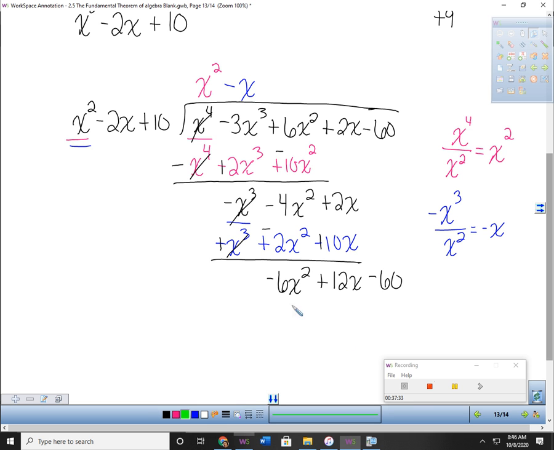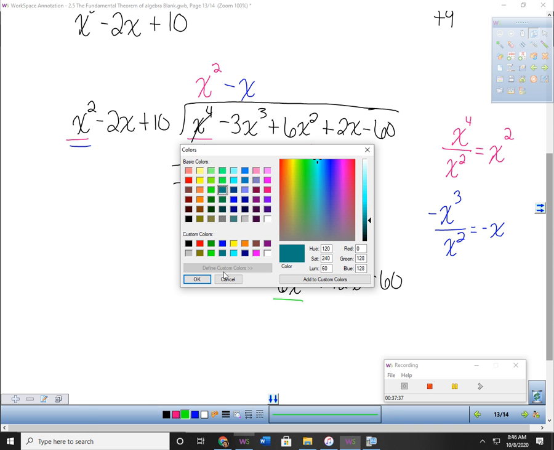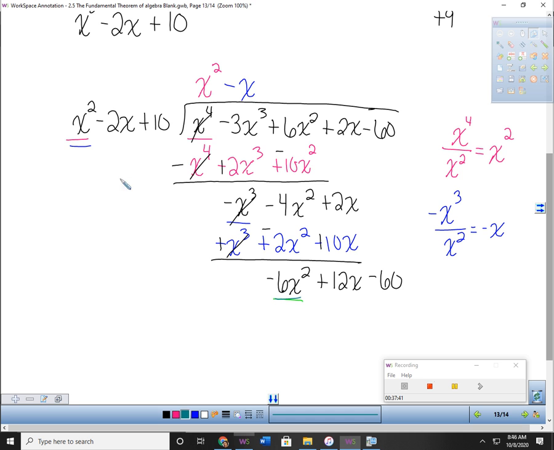And then I do it again. Alright, so we have negative 6x squared divided by x squared. So that gives us negative 6. And negative 6 times x squared is negative 6x squared. Negative 6 times negative 2x is positive 12x. And negative 6 times 10 is negative 60.